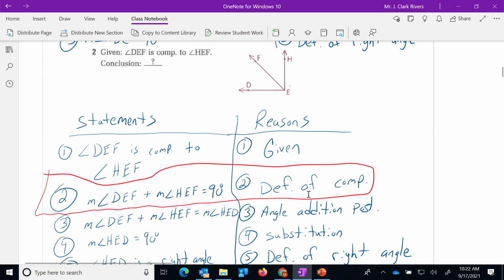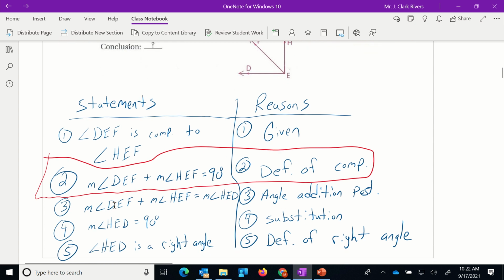By the way, definition of complementary, look diagonal to the left. What do you see diagonal to the left? You see DEF is complementary to HEF. Usually, let's say 90% of the time, there is a strong tie in that diagonal right to left movement between the reason and the previous statement. So if you're ever stumped on a reason, look diagonally to the left and up and see if that doesn't guide you.